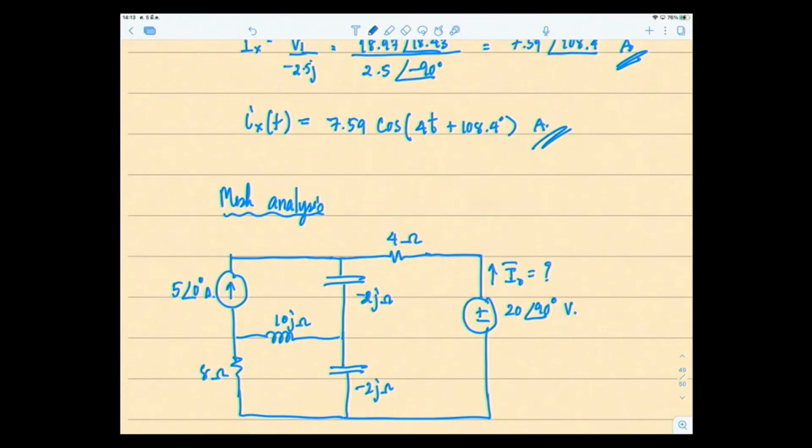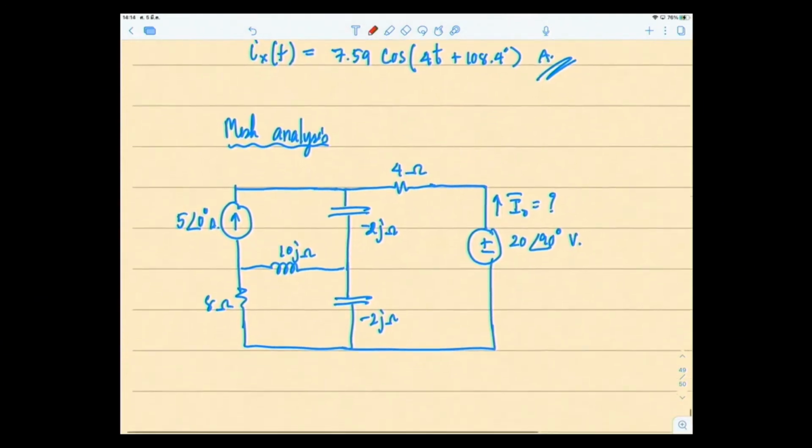What's I out? Using mesh analysis. Right, so let's do it. So finish copying.